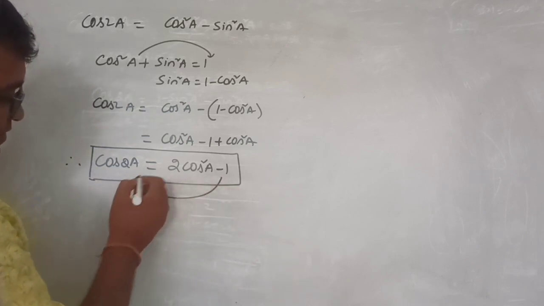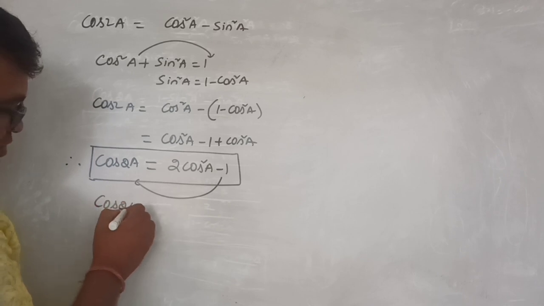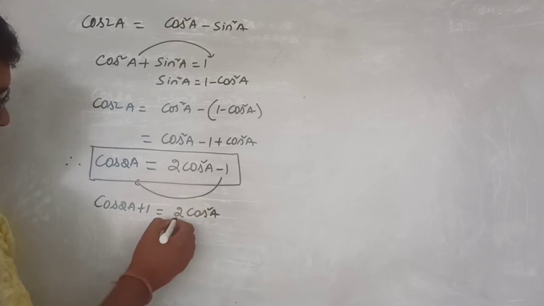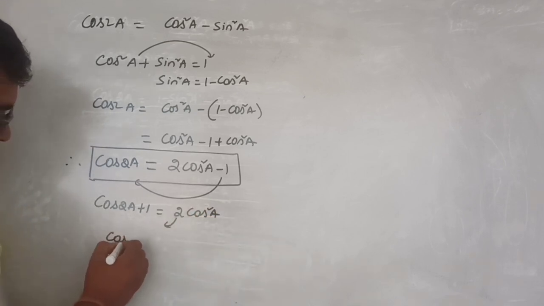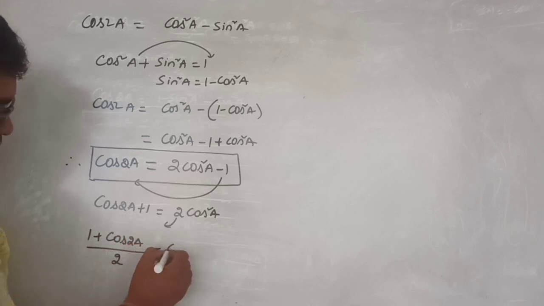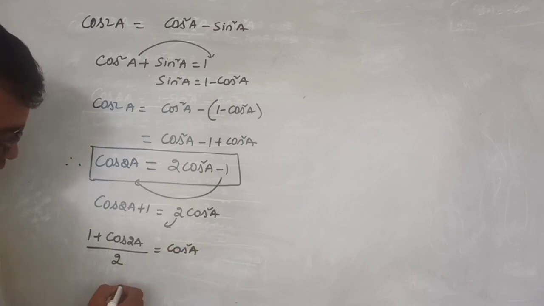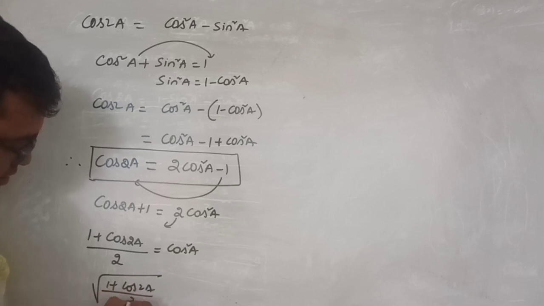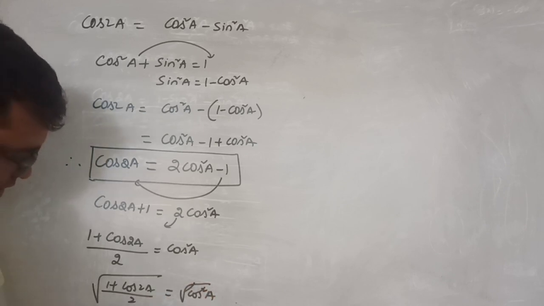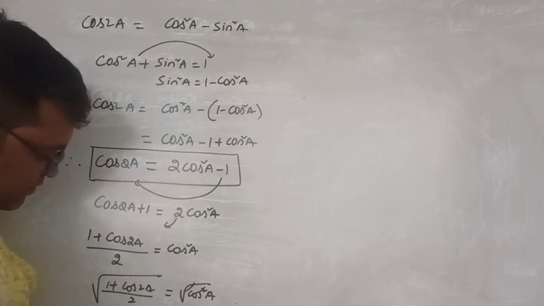Take minus 1 to the left hand side, that becomes cos 2a plus 1 is equal to 2 cos square a. So 1 plus cos 2a by 2 is equal to cos square a. Take roots on both sides. So under root of 1 plus cos 2a by 2 is equal to under root of cos square a. Square root cancels. Here you will get cos a is equal to plus or minus under root of 1 plus cos 2a by 2.